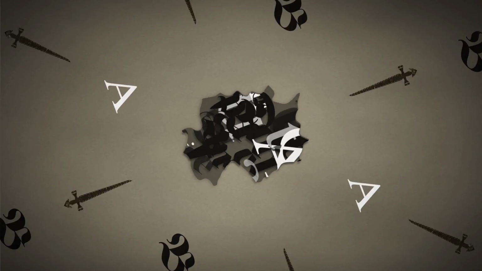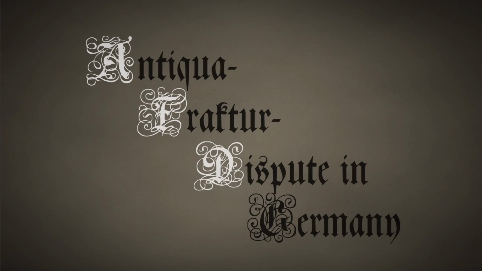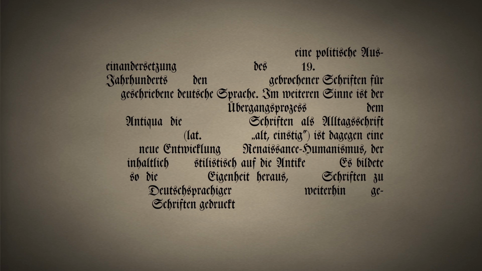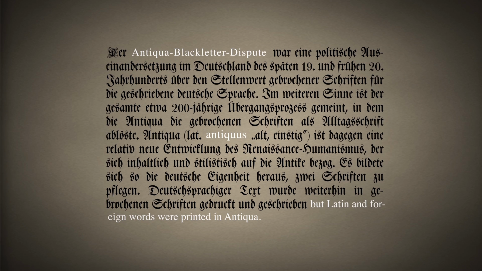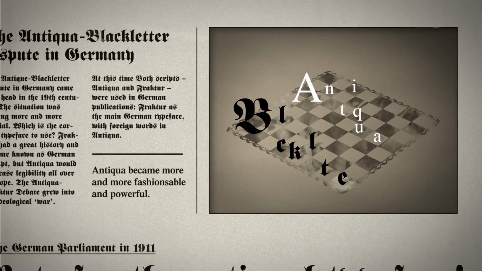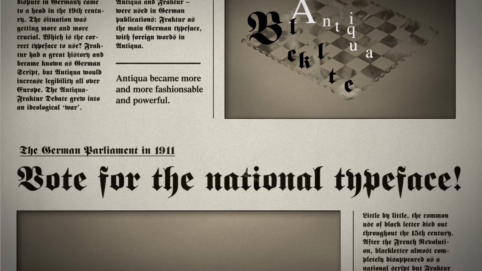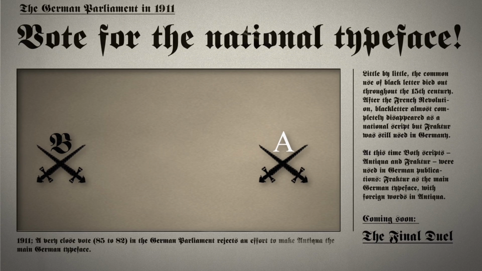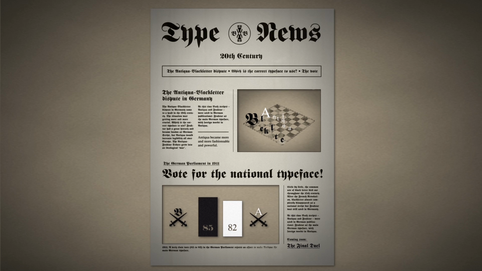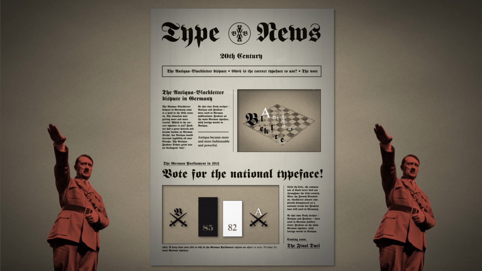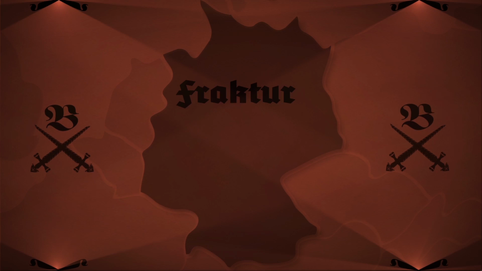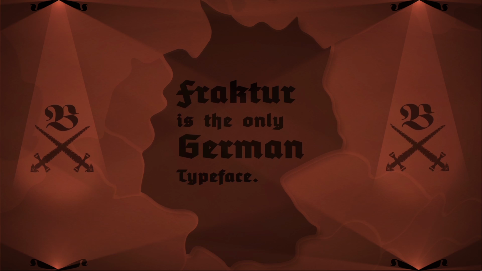This debate grew into an ideological war. At this time, both scripts, Antiqua and Fraktur, were used in German publications, Fraktur as the main German typeface, with foreign words in Antiqua. Over time, Antiqua became more and more fashionable, but blackletter was still the main national typeface. In 1911, a very close vote, 85 to 82, in the German Parliament rejected an effort to make Antiqua the main German typeface. But the whole situation drastically changed with the rise of the Nazi regime, with Fraktur being glorified as the only true German typeface.